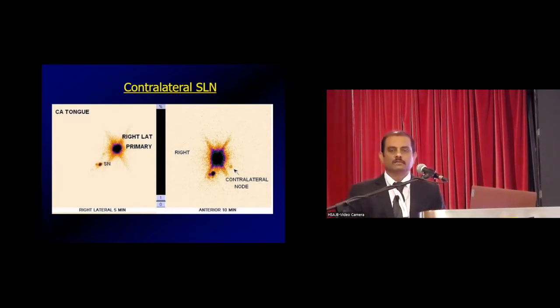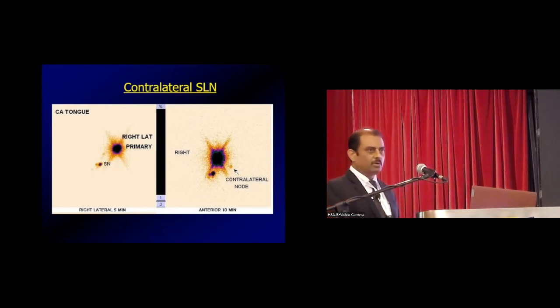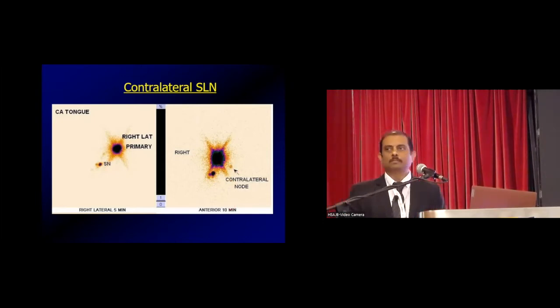Not only that, you can actually have contralateral lymph nodes. What do I mean? So this is an image which shows the primary injection site. There is a sentinel lymph node on the right side, but actually there is another lymph node on the left side also. This would have been missed if you had not taken an anterior planar image.